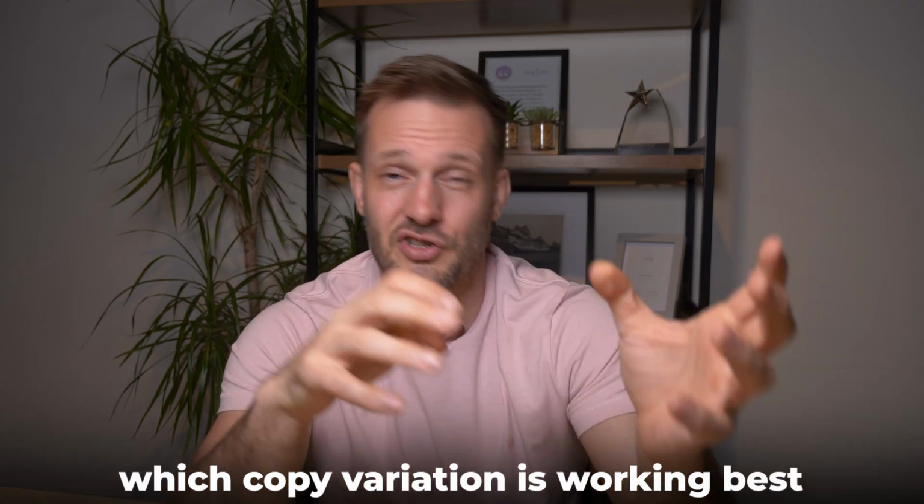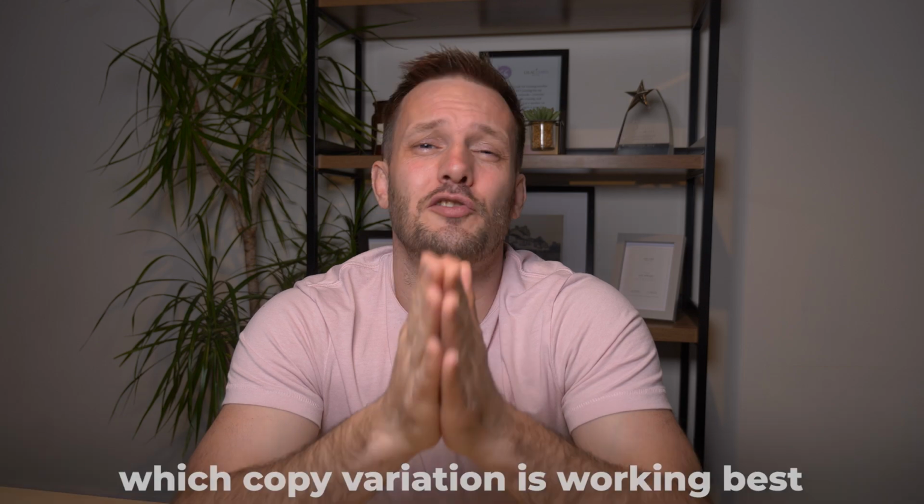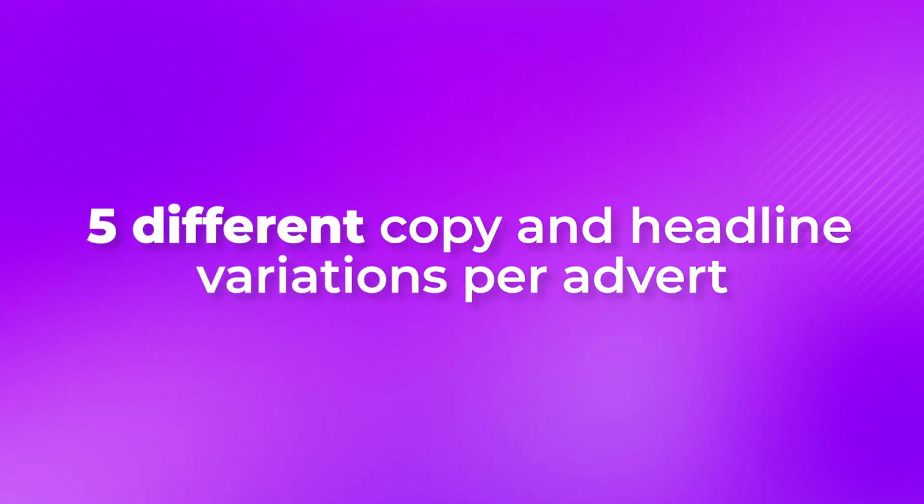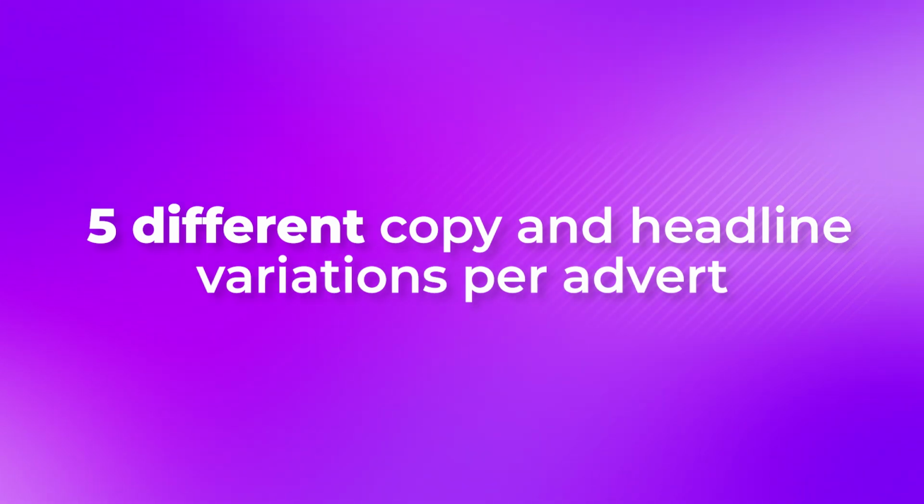Now, crucially, when there's 1,000 things that can influence campaign success, it's sometimes hard to see which copy variations are working best. But I'm going to show you exactly how you do that, and then how to continually improve your copy over time. So firstly, Meta now gives you the opportunity to use 5 different copy and headline variations per advert.